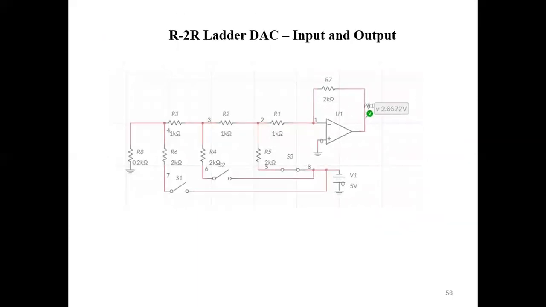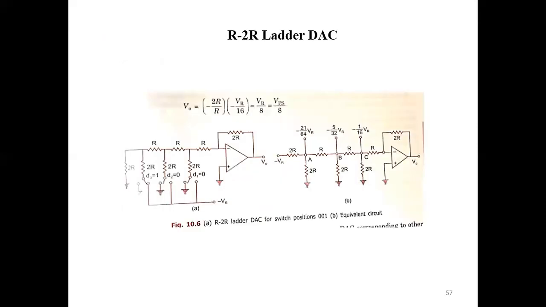These are the simulation input and output conditions. V out is equal to minus 2 by 2R divided by R, minus VR divided by 16, which is equal to VF divided by 8. When we give 001, the divided by 8 value will be obtained.